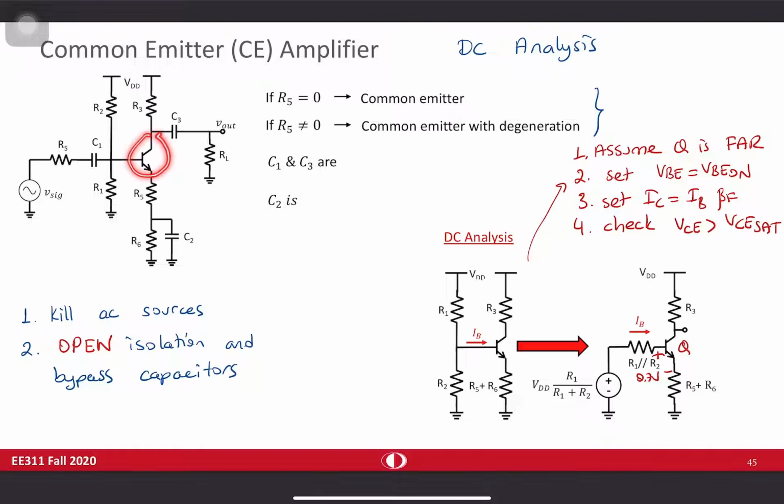For DC analysis, the transistor should be in the forward active region. For that purpose, first of all, you have to find the DC equivalent circuit by killing the AC source and by opening the isolation and bypass capacitors. Then you assume that the transistor is in the forward active region, set VB equal to VB on, set IC equal to beta F times I base, and check the collector-emitter voltage. If it is larger than the saturation voltage, then it's okay, and you can continue with the small signal modeling.